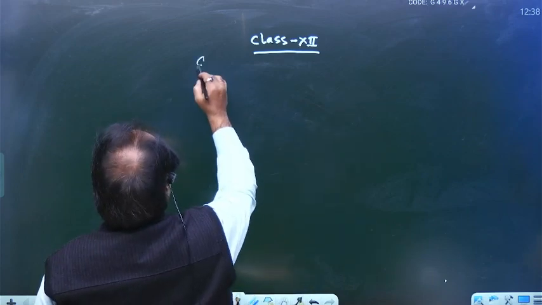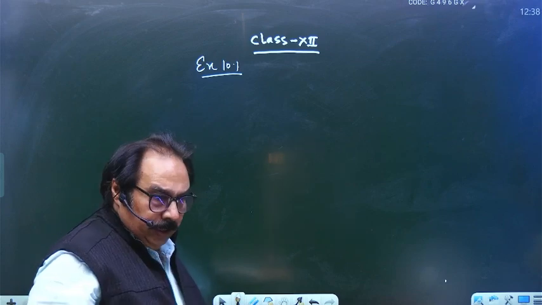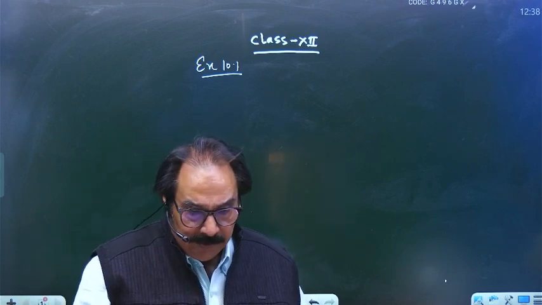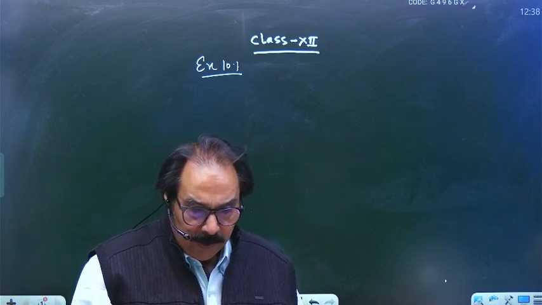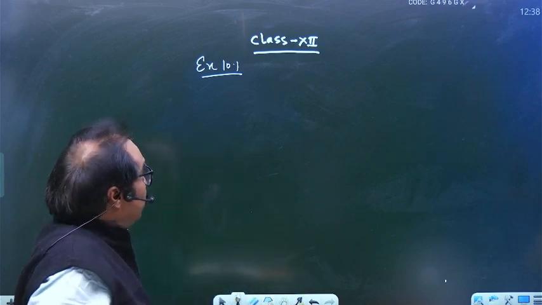So the way exercise 10.1. So the very first question is: represent graphically a displacement of 40 kilometer 30-degree east of north.